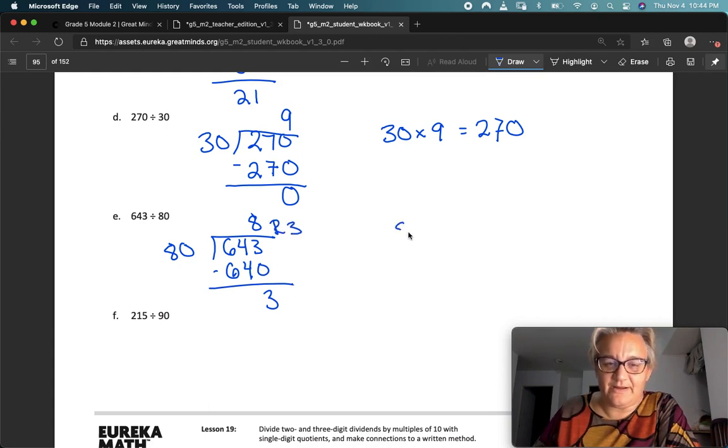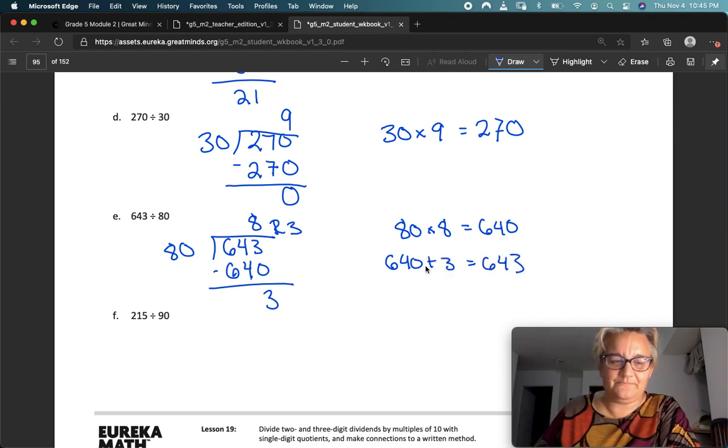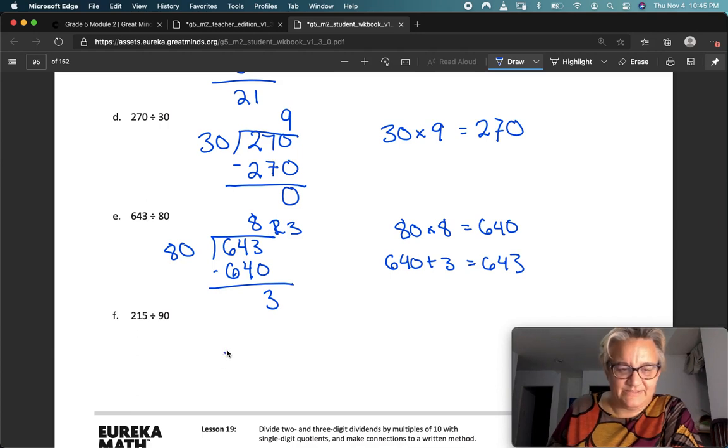Now I check my work. 80 times 8 equals 640. 640 plus 3 equals 643. Okay, next. 215 divided by 90, or 9 tens.